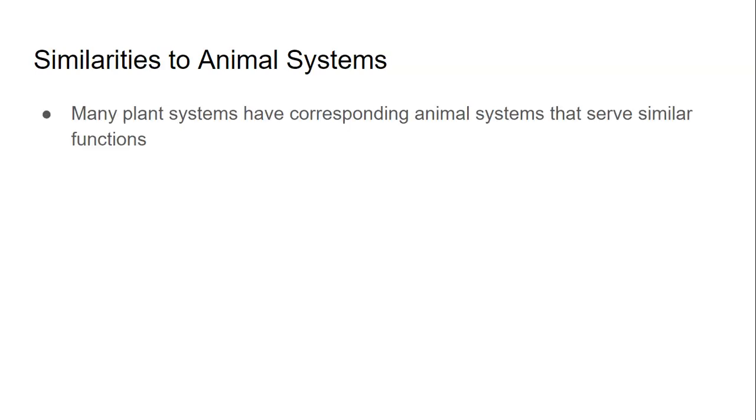And now the last thing we're going to look at is some of the similarities that plant systems can have to animal systems. This is something that you're going to have to know for the STAR exam. It is kind of a weird topic, but something that we're still going to look at. Many plant systems have corresponding animal systems that serve similar functions. And that's what we're going to look at here real quick.